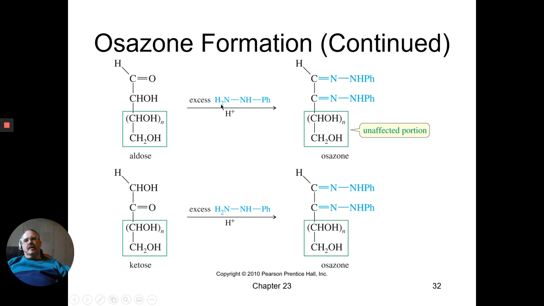This is a reaction we introduced in chapter 18. We split out water, we replace the C=O double bond with a C=N double bond. But with aldoses and ketoses, we form this phenylhydrazone on both carbons 1 and 2. These are yellow crystalline derivatives. And we can use these derivatives once they're crystallized and dried to identify the particular sugar.